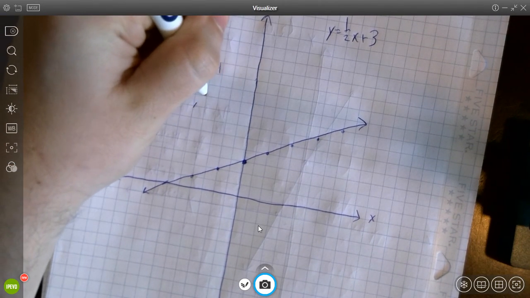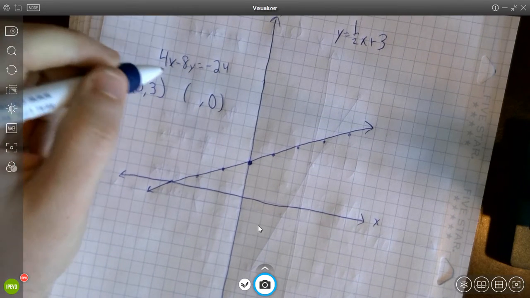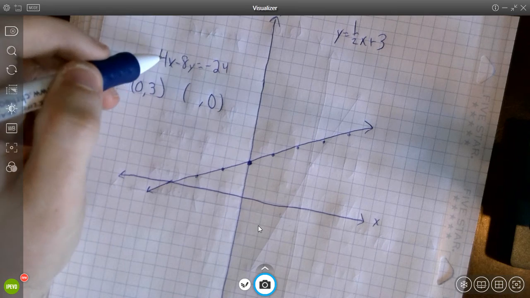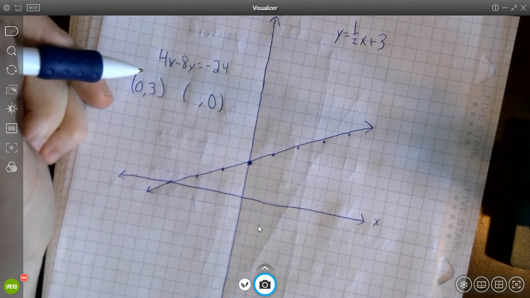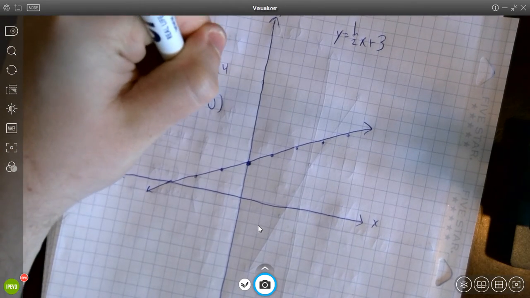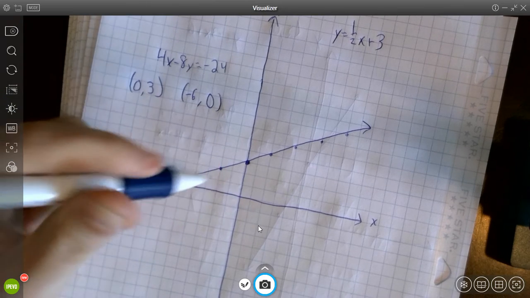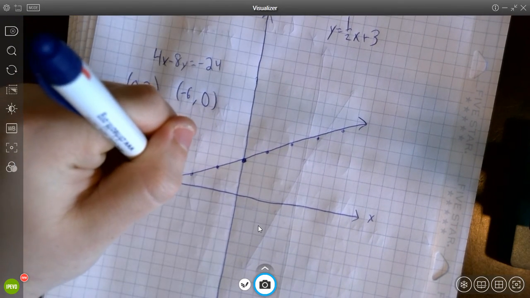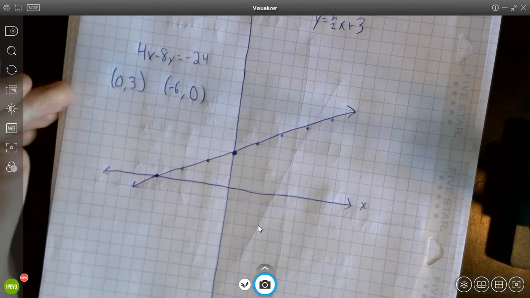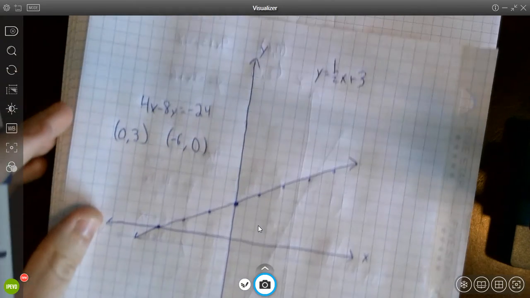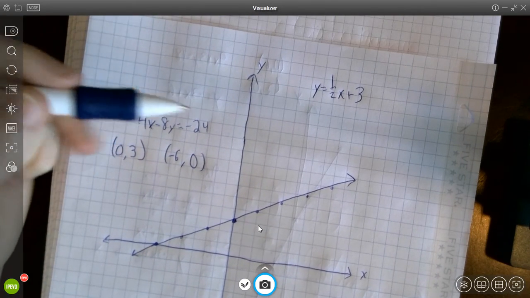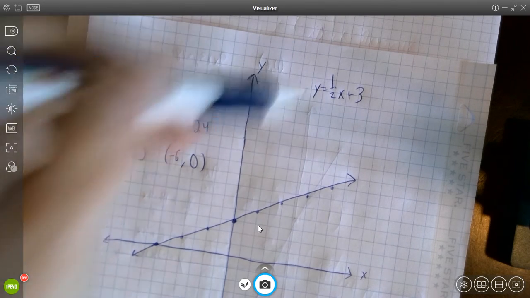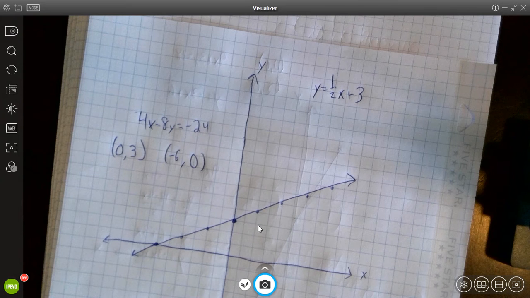So that's when y is 0. When y is 0, we've got minus 8 times 0. So really 4 times something has to be negative 24, and that something is negative 6. Let's see. We go back. 1, 2, 3, 4, 5, 6. And would you look at that? It does cross at the same point. Therefore, these two equations are the same equation.